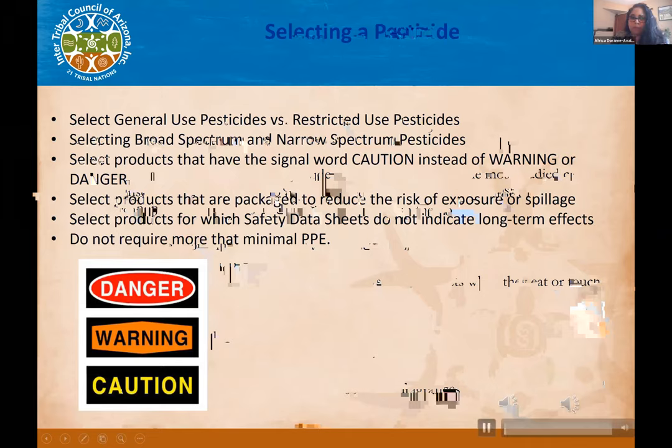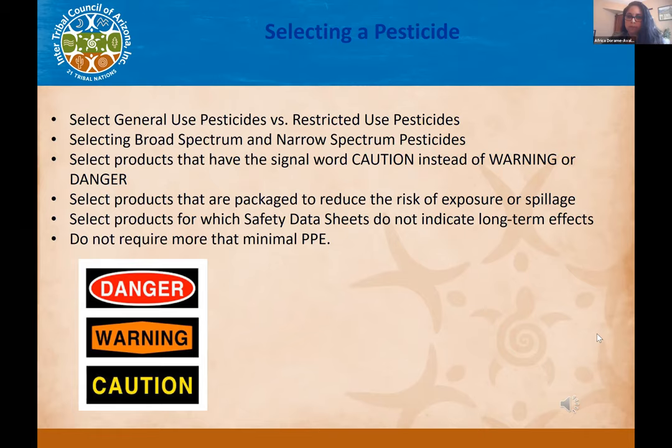Selecting a pesticide. Things to consider when selecting general use pesticides versus restricted use pesticides, or RUPs. General use can be purchased and used by the general public. So you have your Home Defense, your Roundup, your Raid that are sold at your local Walmart or Home Depot. Those do not require a license for personal use on an individual's property or for distribution.